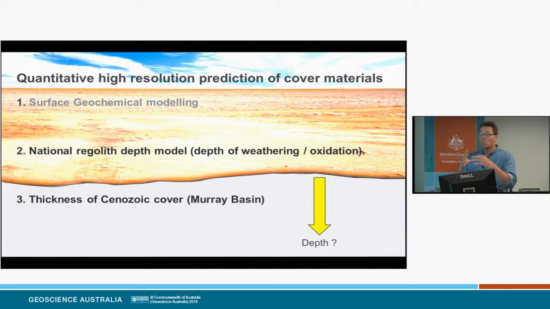So we can use that same sort of methodology to map thickness of cover. Let's have a look at that in terms of firstly mapping the depth of regolith as a national product, and then later the thickness of Cainozoic sediment in the Murray Basin.